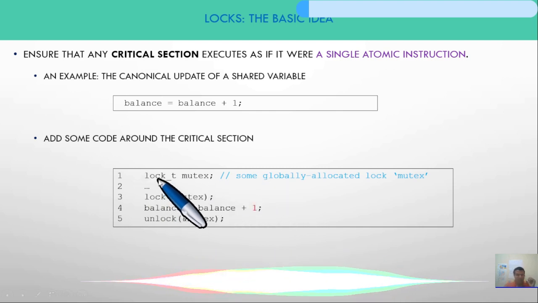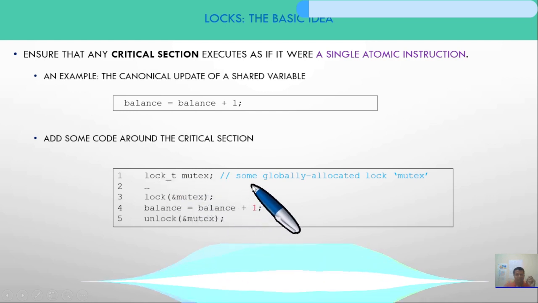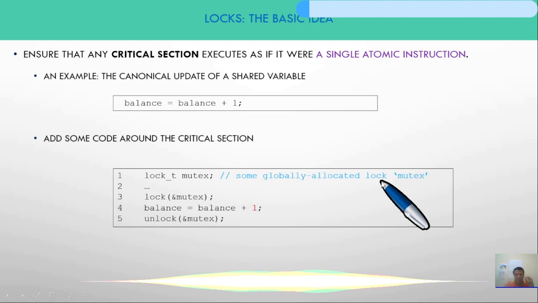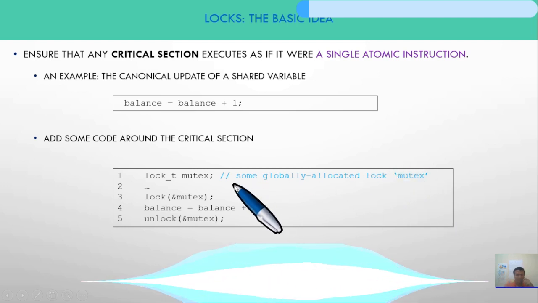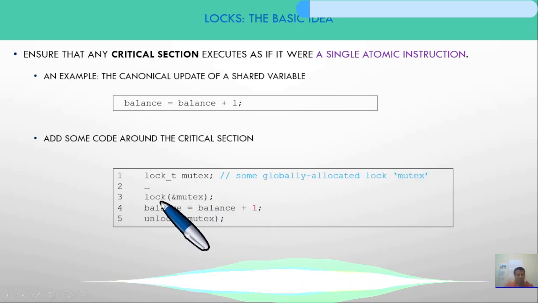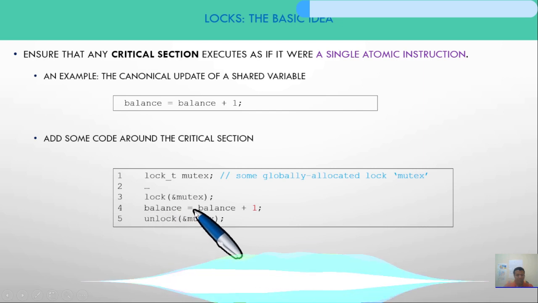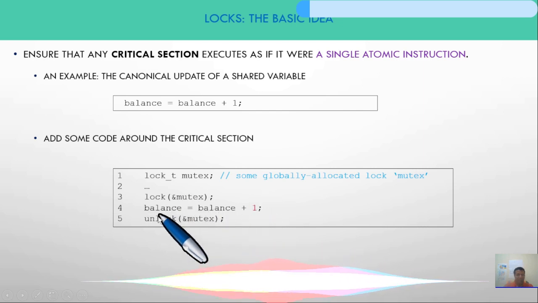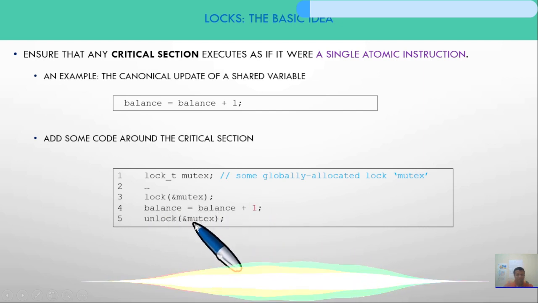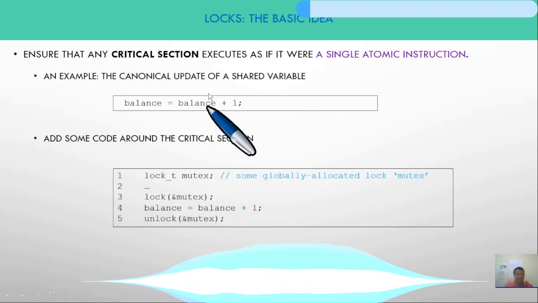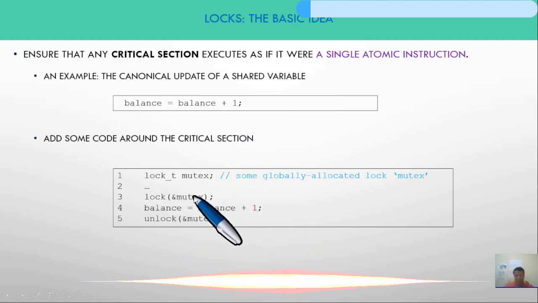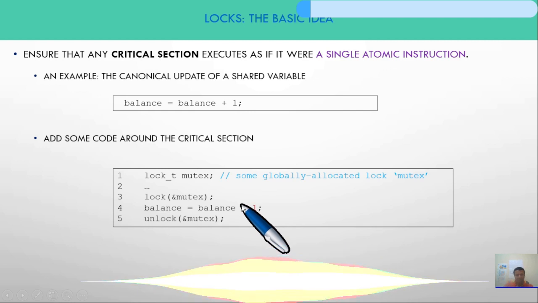We're going to have lock_t mutex. This is some globally allocated lock, a mutex. Then we have lock on the mutex, balance is equal to balance plus 1, and then unlock on the mutex again. This is the kind of syntax in the book.